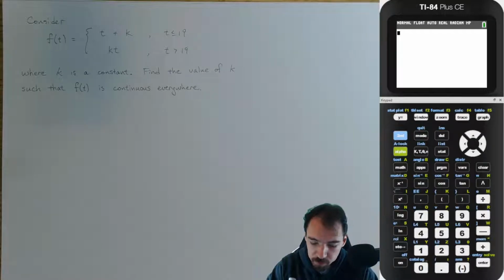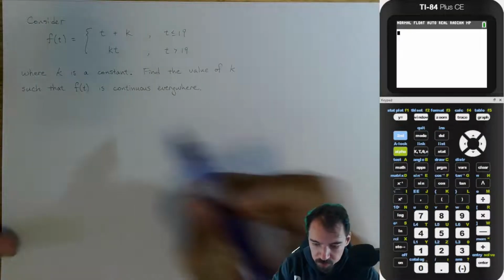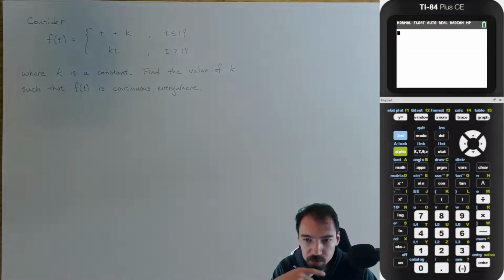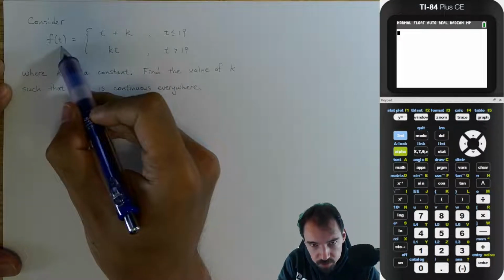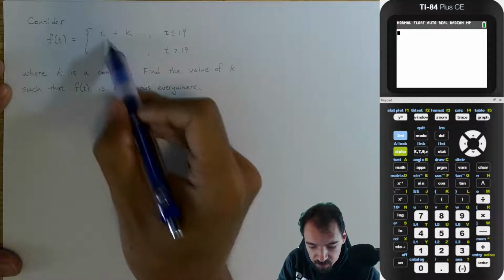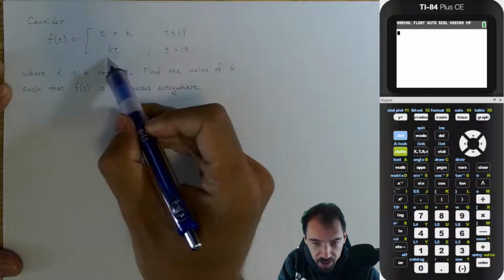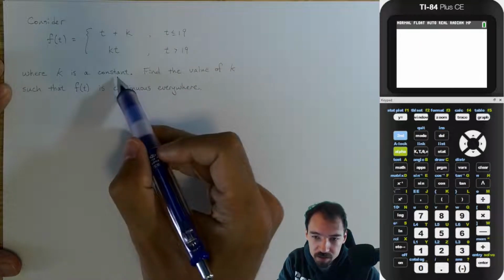Hey friends, welcome back. So today we want to take this innocent looking problem and use it to launch a discussion on continuity. So we've got this piecewise function. The input variable is t, so we see the t here and here. Cool. This k, where k is a constant.